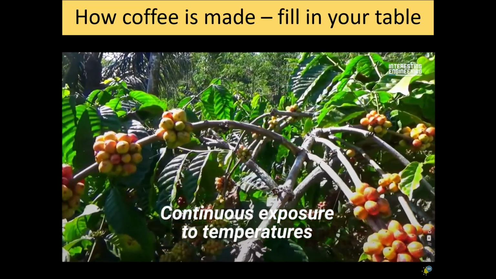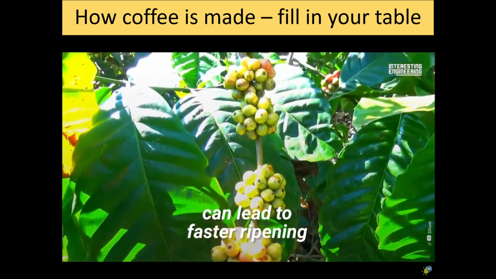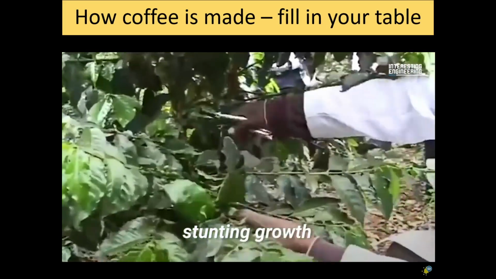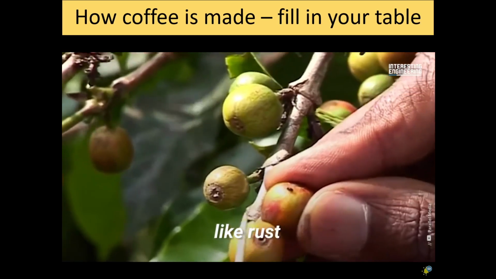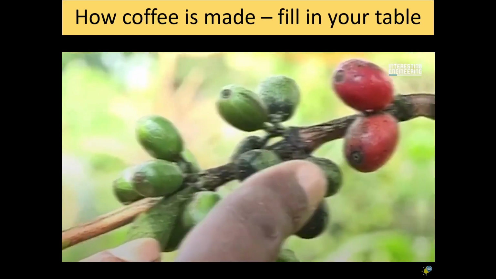Continuous exposure to temperatures of around 86 degrees Fahrenheit can lead to faster ripening, which damages the coffee plants, stunting growth, yellowing leaves, and even leading to diseases like rust. Warmer temperatures also mean more pests.